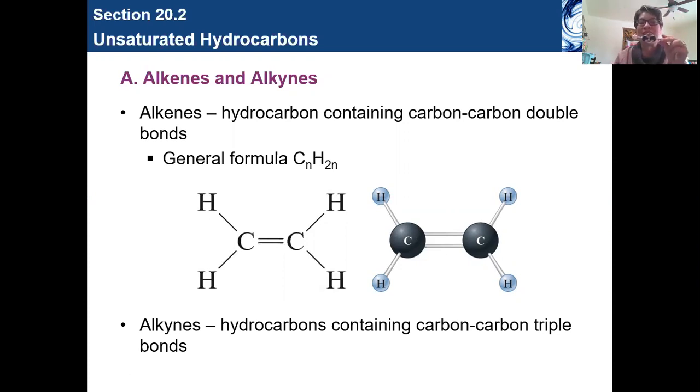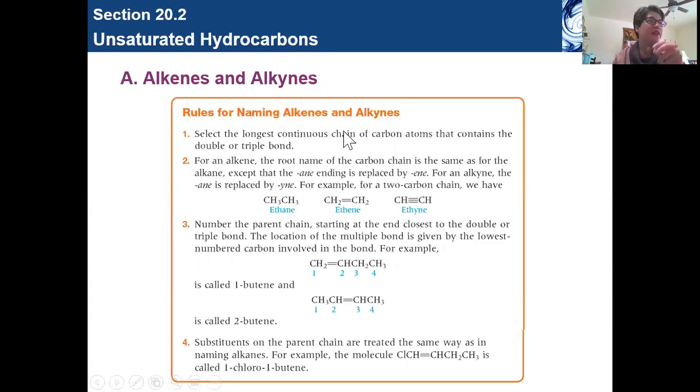We're going to use the ene and yne suffix to name them. The formula for that is CnH2n-2. So that means for every 2 carbons, you only have 2 hydrogens. And here are the names for it. It's the same as naming alkanes, except you add ene right here if it's a double bond, and you add yne if it's a triple bond. And then you have to also identify where that double bond is or the triple bond.